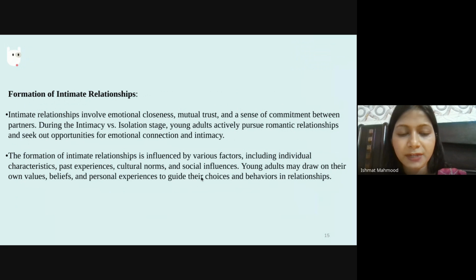Intimate relationships involve emotional closeness, mutual trust, and a sense of commitment between partners. During the intimacy versus isolation stage, young adults actively pursue romantic relationships and seek out opportunities for emotional connection and intimacy.